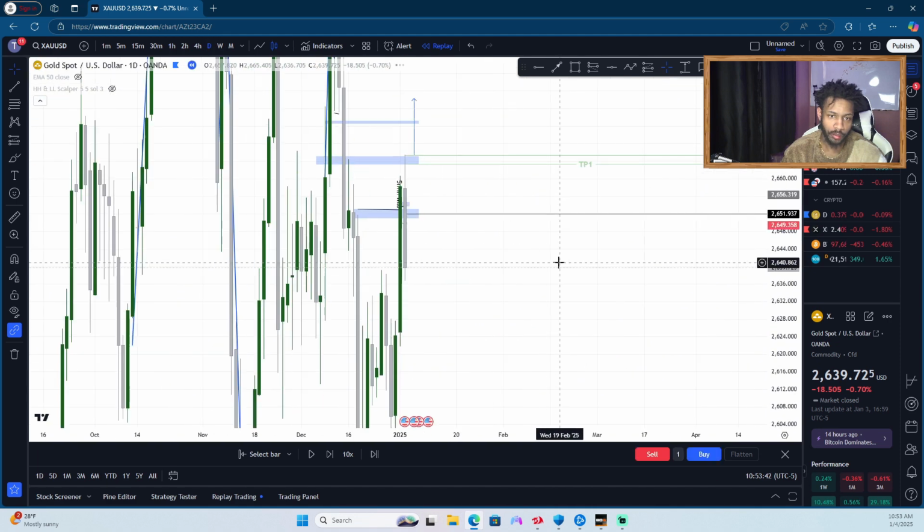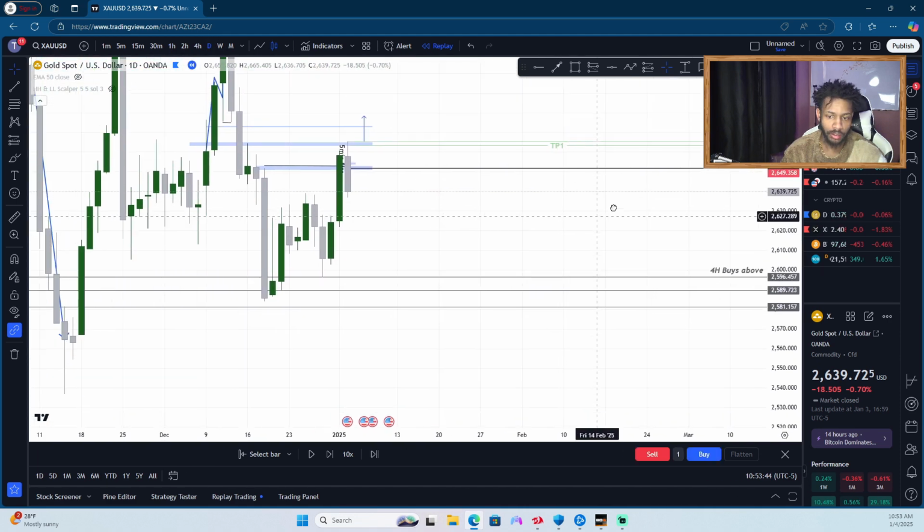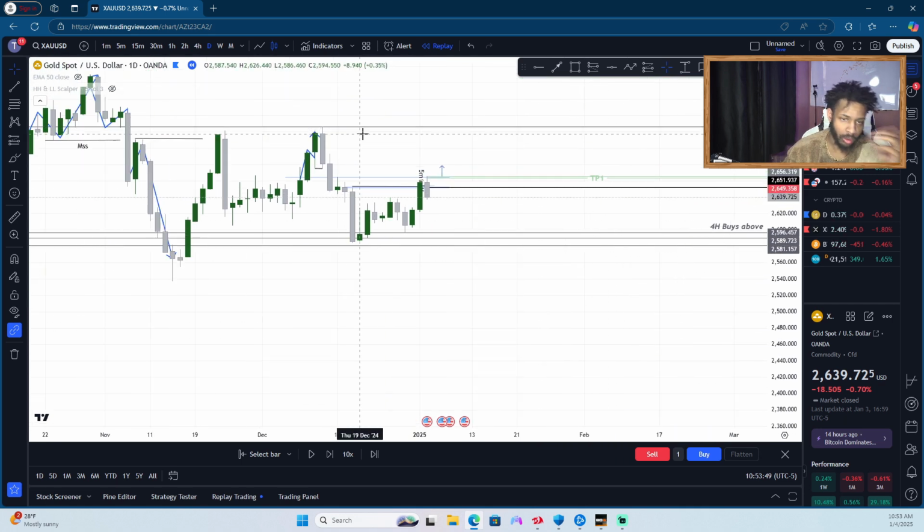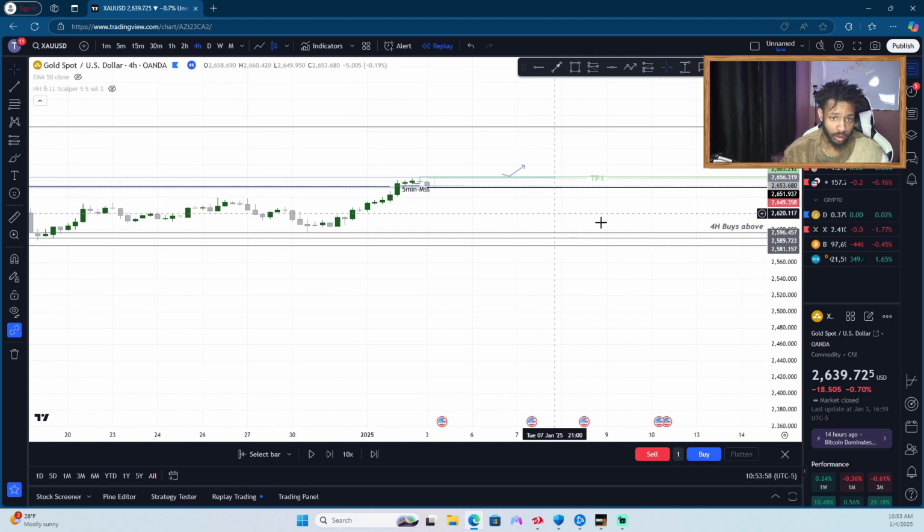Start off on the daily time frame here, how I like to do my analysis. My daily is overall bearish below this low, and I wasn't buying. So first things first, one of the reasons why I lost this trade was I was trading counter trend to the daily. Right. Let's go on a 4-hour time frame.